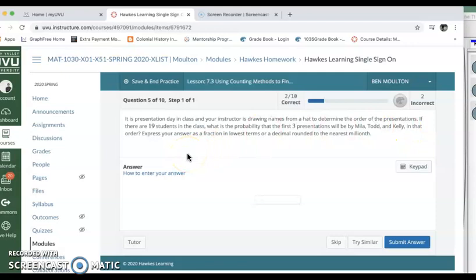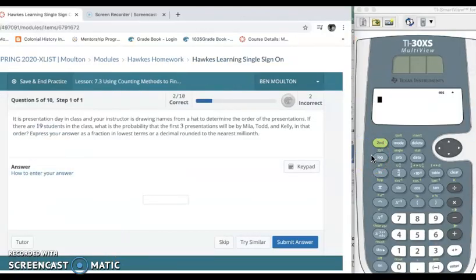Oh, this is a permutation. Give me just a sec. Let's set this up. Actually, I'm living on the edge. Let's see if we can get this right from the start. Well, it's a probability, so I know it's going to be 1 divided by, and like I said, it's a permutation, 19 choose 3. So I'm going to go 19 and go to my probability thing here, and it is a permutation, so that's the one I want right there, option 1. It's a permutation because order matters.